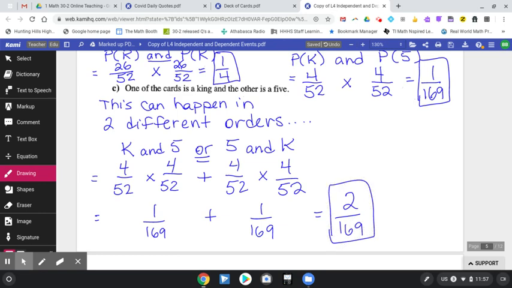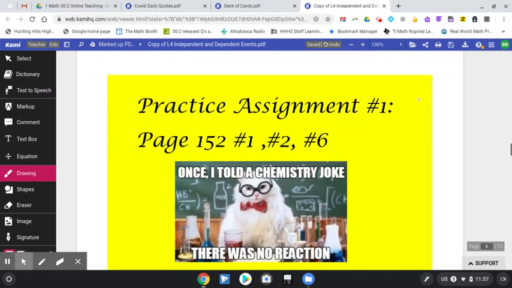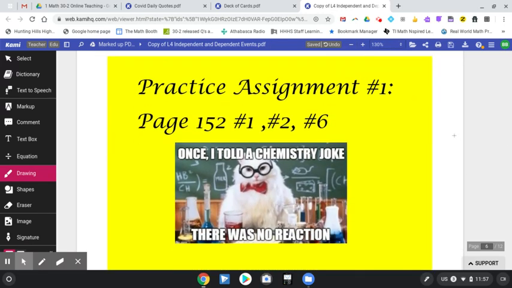So we are about halfway through lesson 4. This is where we will get our first practice assignment. So make sure that you are practicing with questions 1, 2, and 6, and that you use my solutions to check your answers. Good luck with your assignment and have a great day.